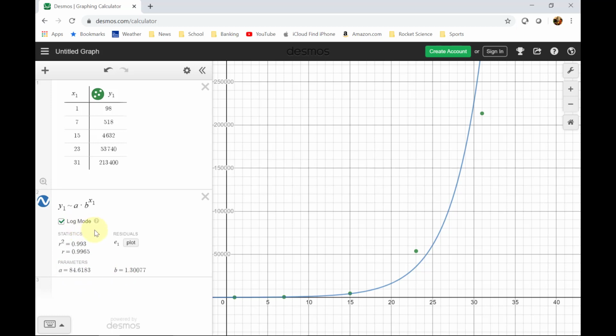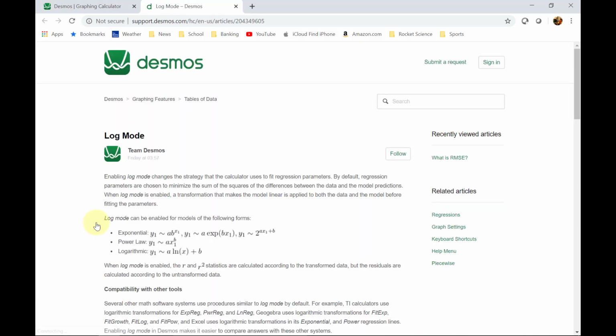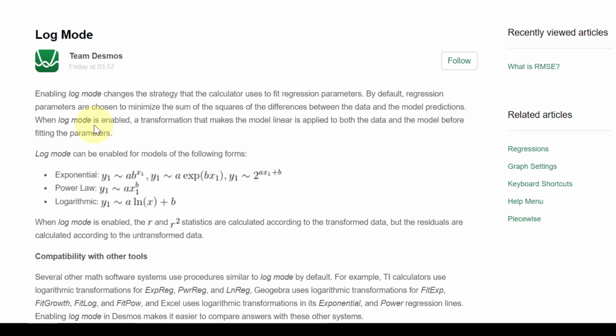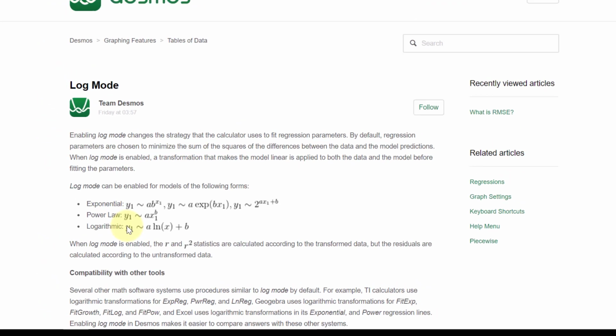And so for the rest of this video, I'll be going through and explaining what this log mode is. You can click on the question mark here and read about it. It says, when log mode is enabled, a transformation that makes the model linear is applied to both the data and the model before fitting the parameters. And it can be used when you're doing regressions of these different types. So I'll explain what that really means. I can go through some visuals and some properties of logs to explain what that actually means.